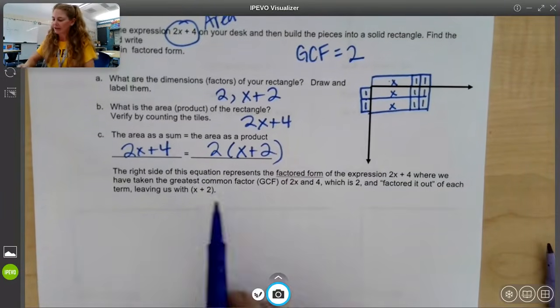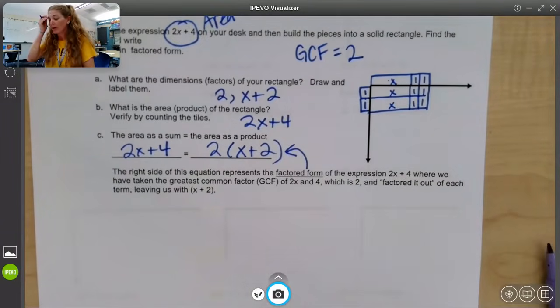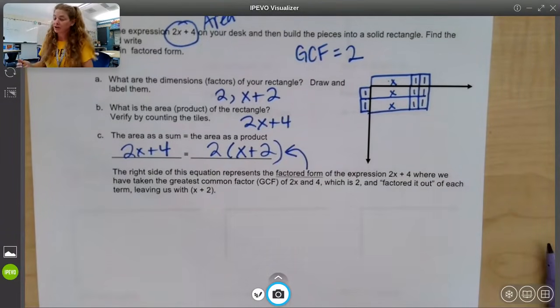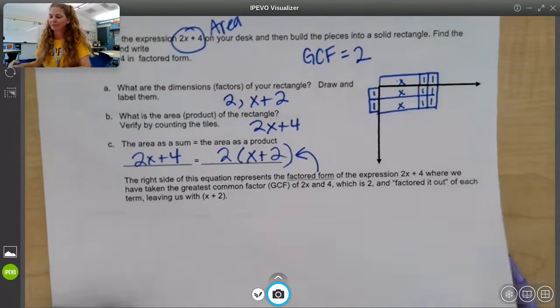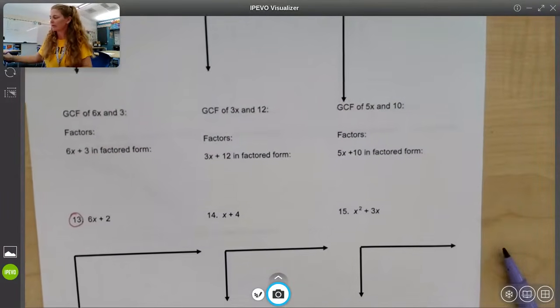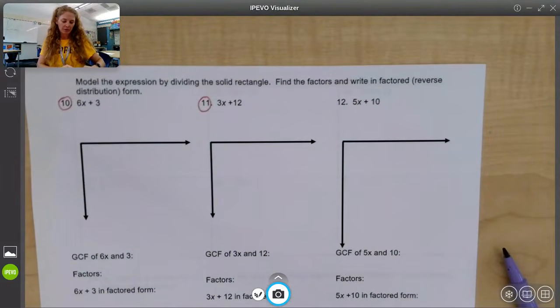So the right side of this equation represents the factored form, so that's right here, where we have taken the greatest common factor, or GCF, out and left us with x plus 2. Nice. Now that we looked at that a little bit, let's continue to do a few more examples.